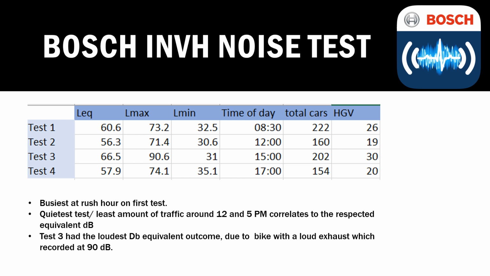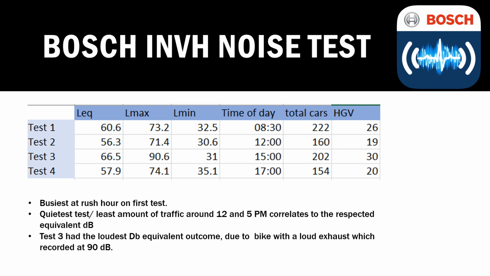Equivalent dB differs for each test, starting with test 1, which is the busiest time of the day, though it has the second loudest dB at 60.6. Test 2 has the quietest equivalent dB at 56, which is 12 o'clock midday. Even though test 4 has fewer vehicles, it has a higher dB. This could be due to the heavy goods vehicle amount being higher.